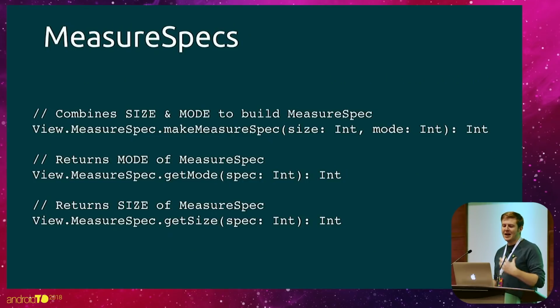If you're dealing with this in practical terms, usually you want to use the MeasureSpec class, which has a makeMeasureSpec method, which takes in a size and a mode and returns a spec, or getMode or getSize, which take in a spec and return the mode or size.